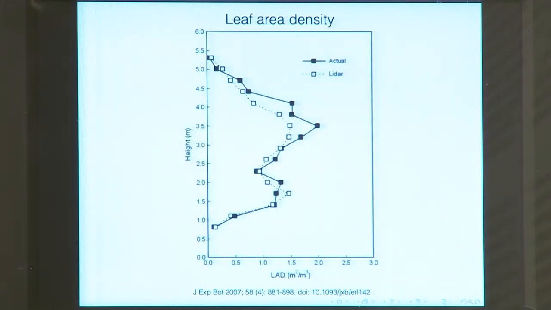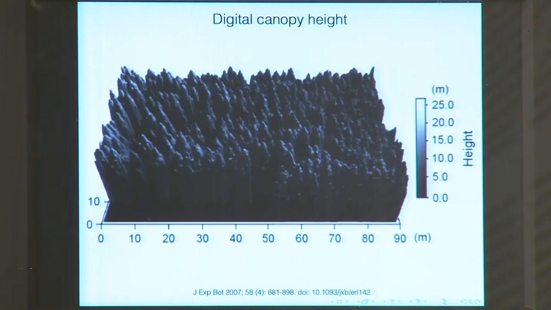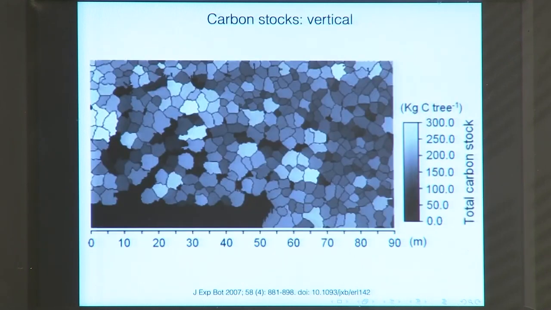Next, you can figure out the leaf area density, because the leaf area density impacts the amount of energy that is being used by the plants. So, you can figure out the leaf area density using LiDAR. You can construct a digital canopy height model, as we saw before, and this digital canopy height model, together with the information of the canopy structure, can be used to figure out the carbon stocks that are present in your forest.